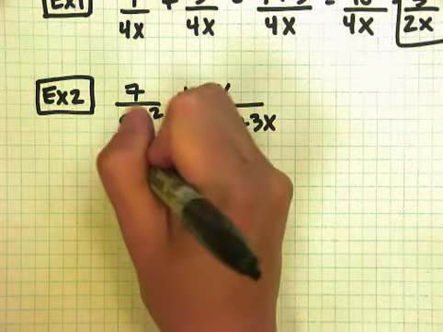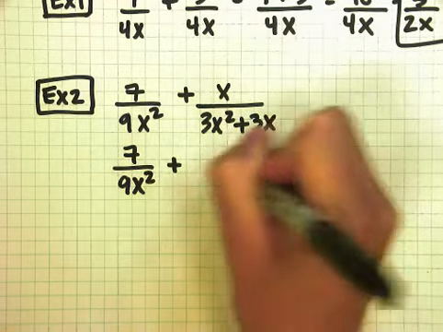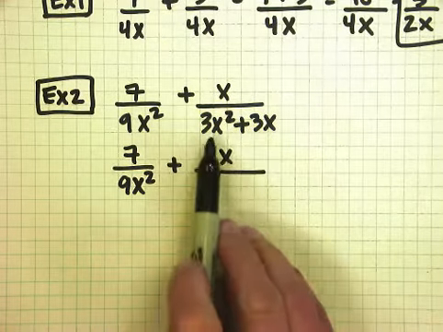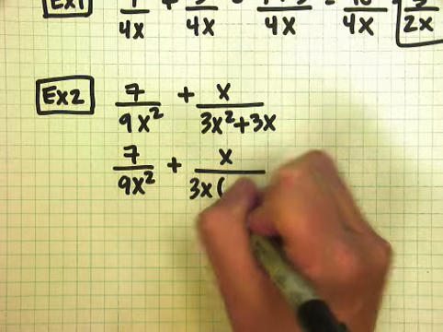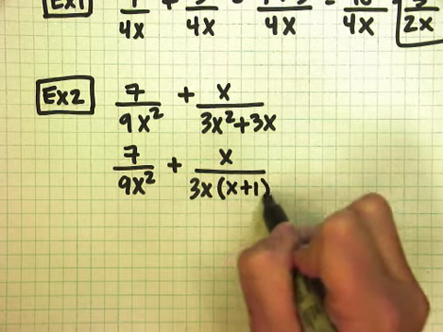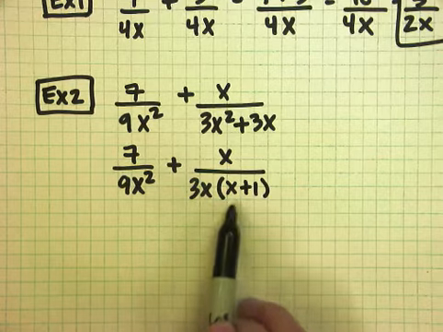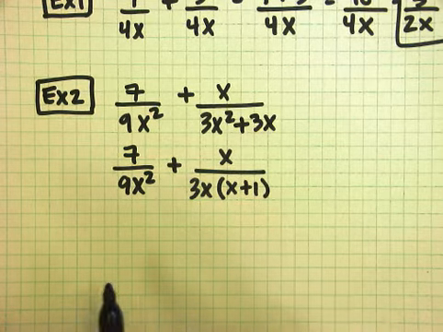To see what I need in common here, I'm going to need to factor. So I'm going to break this down as 7 over 9x squared plus x over, and now here I see that I've got a 3x I can take out. When I do that, I'm going to be left with x plus 1. I can check this because 3x times x is 3x squared, and 3x times 1 is 3x.